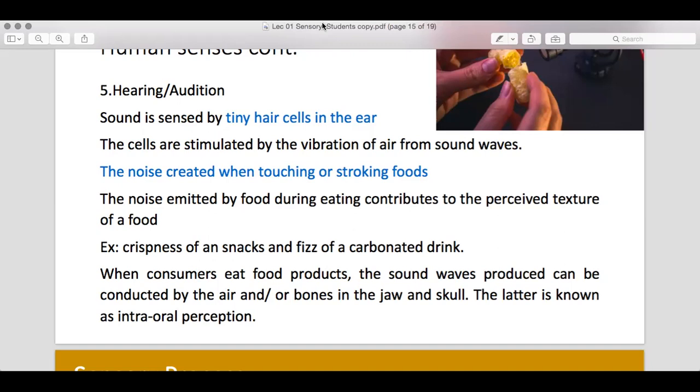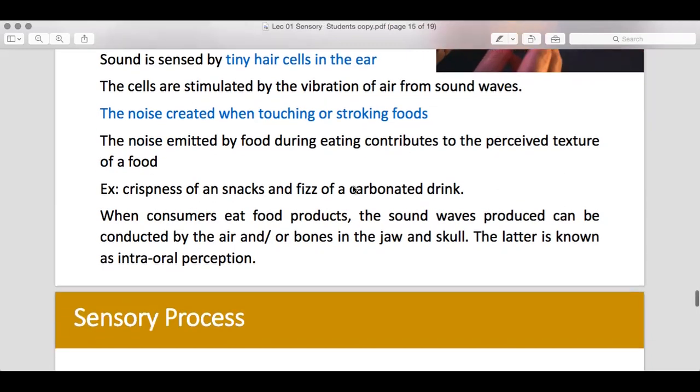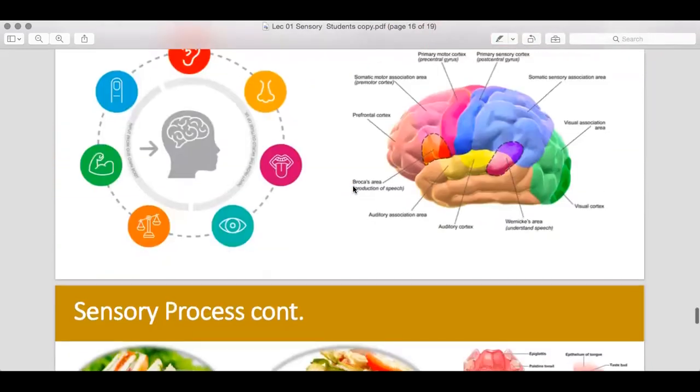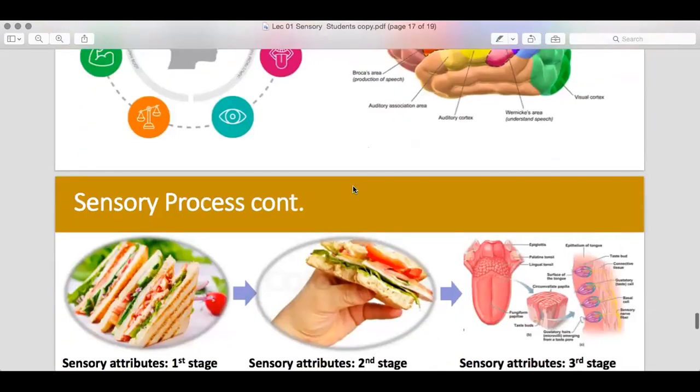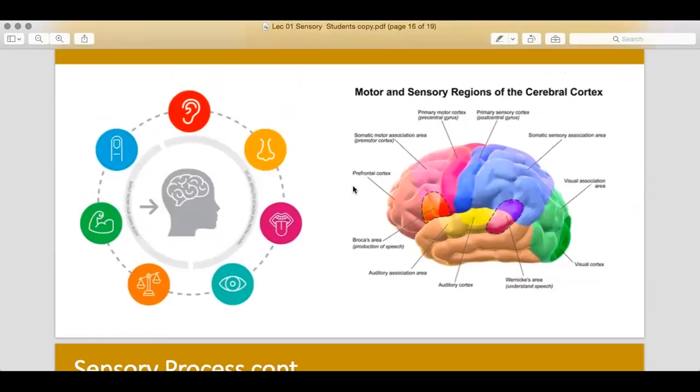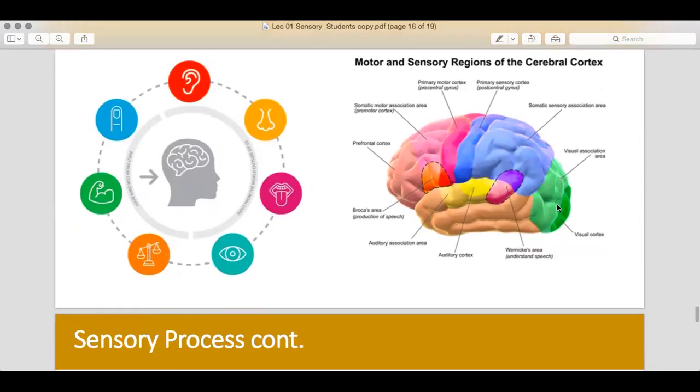So likewise, hearing is very important. There are some examples. Sound waves are the responsible thing. So these are the brain sensations. I have already shared an article with you regarding the sensation, how the brain reacts with all these regions and the 5 senses. So you have to read it and understand. I'm not going to explain.